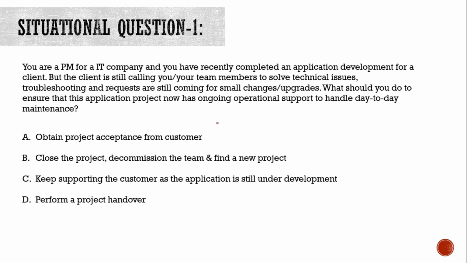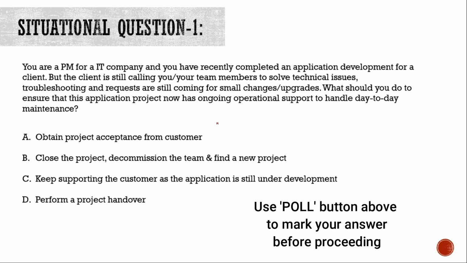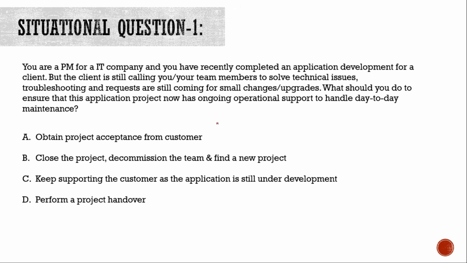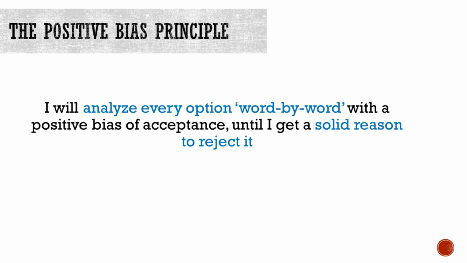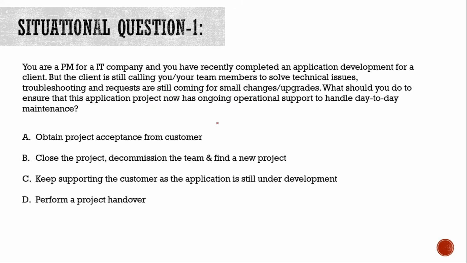So this is the first question, guys. Pause the video and try to answer this question. Okay, so we will start to answer this question using the framework which we have defined. So step 1 is, do not forget the positive bias principle, which states that we analyze every option word by word with a positive bias until we get a solid reason to reject it. Okay. Now with that in mind, we will move on to step 2, which is categorizing the question as a type 1 or a type 2 question.